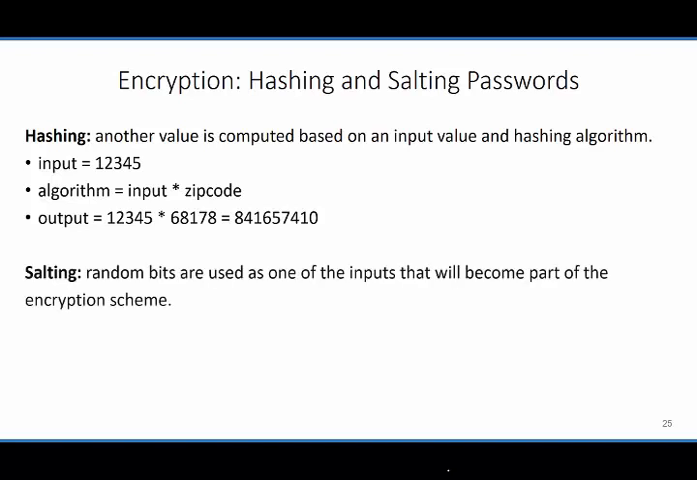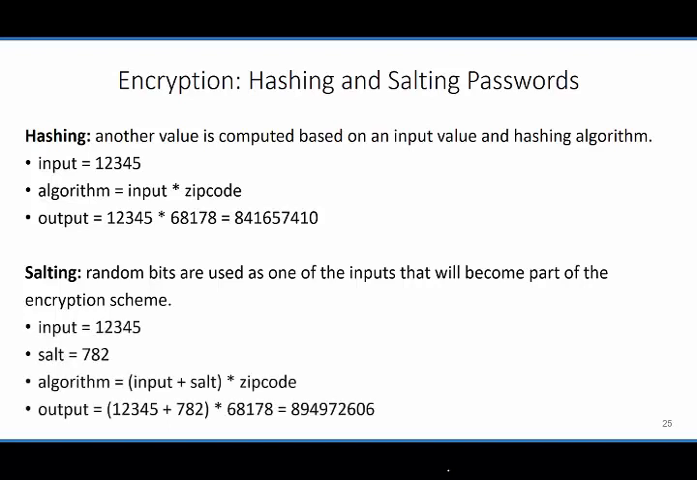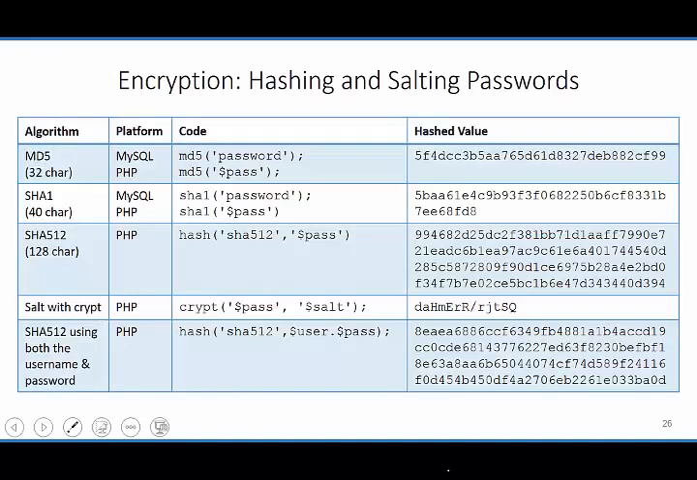Salting, on the other hand, allows us to add random bits to the inputs before we actually begin the encryption technique or the hashing technique. So for example, if we want to add a salt of 782, we add that to the input and then we multiply that by the zip code, which gives us a different number of 894972606.